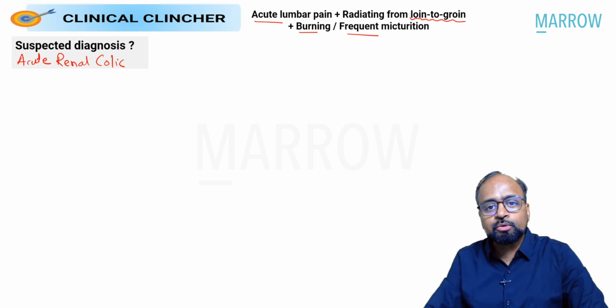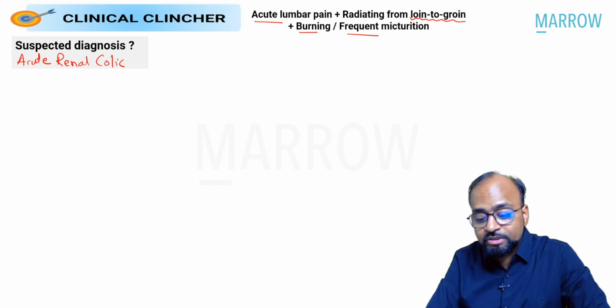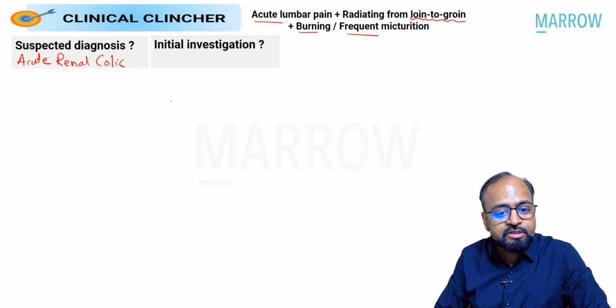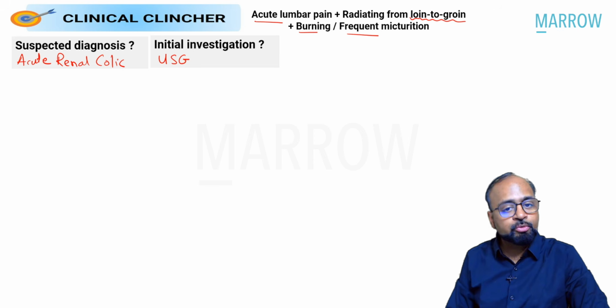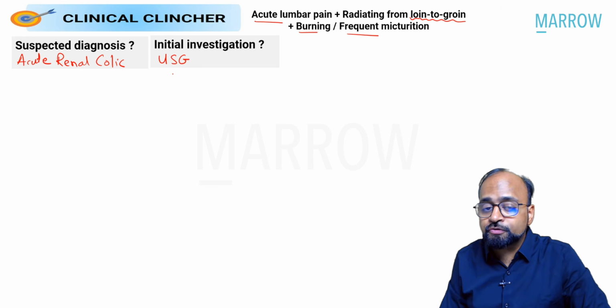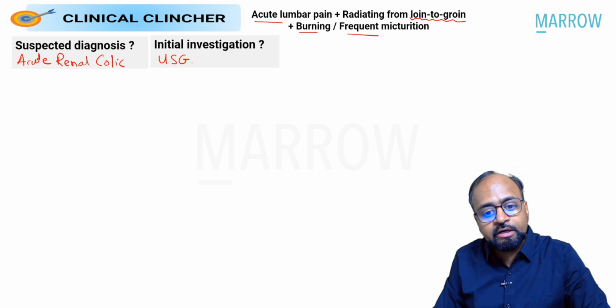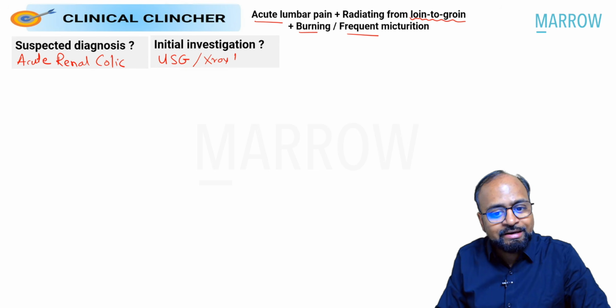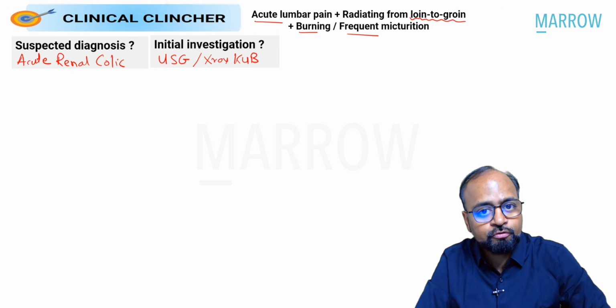So when you suspect acute renal colic clinically, what is the first investigation that you do? Well, the initial investigation, which is most commonly done now, is USG, readily available, can be quickly done, and is the investigation of choice for detection of hydronephrosis, right? If USG is not available, or in the olden days, what they used to do was an X-ray KUB, but X-ray KUB has poor sensitivity for detection of calculi.